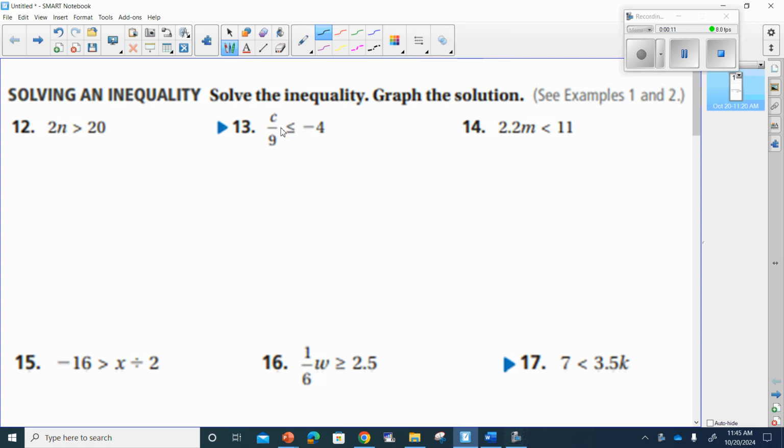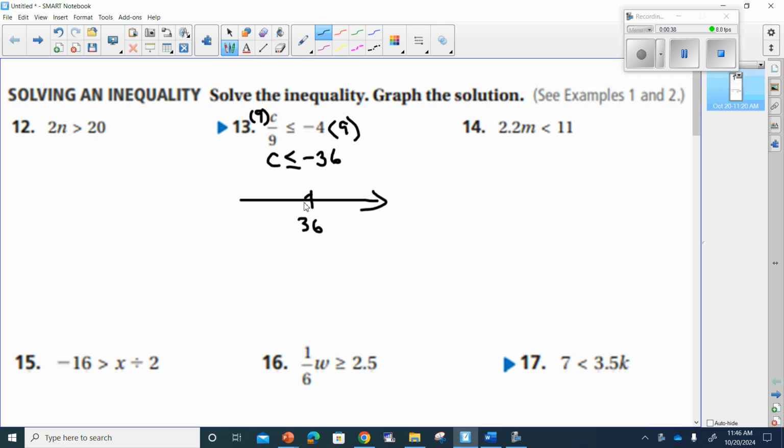I see the c is being divided by 9, which means I'm going to have to multiply by 9 to get rid of it. This will give me c by itself. Whatever I multiply to one side, I do to the other. And now I have a negative divided by a positive times a positive. That's a negative, and 4 times 9 is 36. So I should have a graph with 36 in the center.